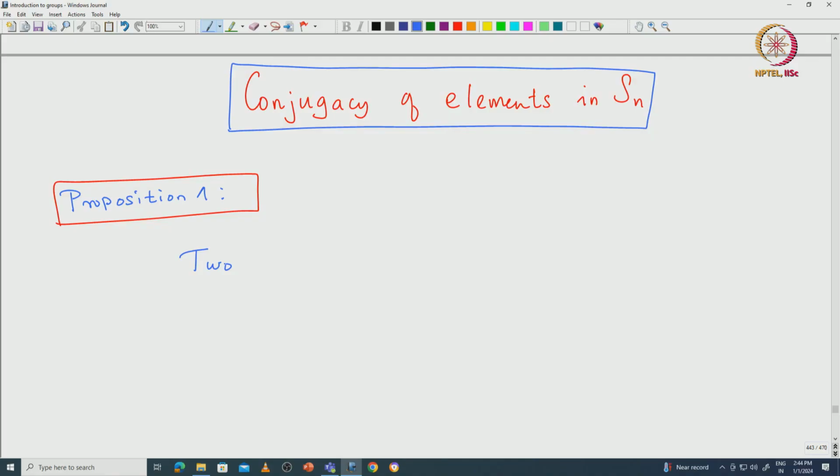Welcome back everyone. In this lecture we will continue with the characterization of conjugacy of elements in Sn. So first we will understand this conjugacy of cycles. So here is the first proposition.